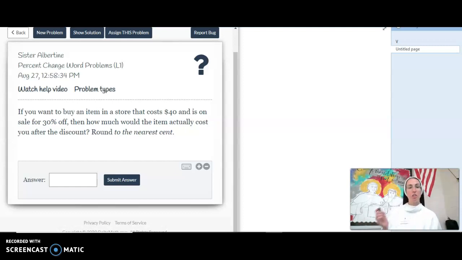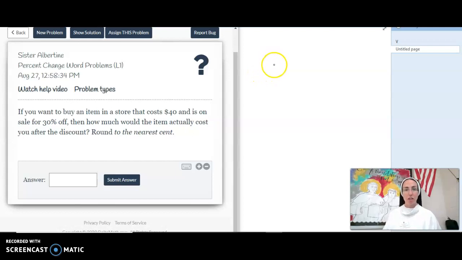Hi ladies, I'm just going to do an example of one of these percent change word problems. It's a lot like the one we did in class. If you want to buy an item in a store and it costs $40 and it's on sale for 30% off, then how much would it cost you after the discount?